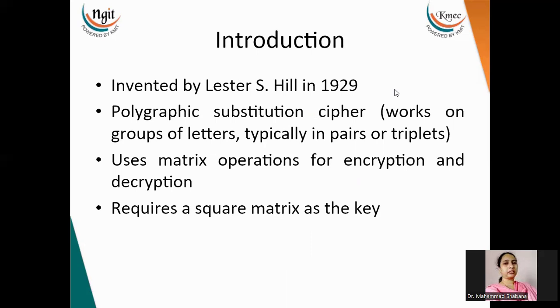The Hill Cipher is a polygraphic substitution cipher developed by Lester S. Hill in the year 1929. It encrypts data by using linear algebra principles, making it one of the earliest ciphers based on mathematics. This cipher encrypts blocks of text by using matrix multiplication with a predefined key matrix, which makes it stronger than many substitution ciphers.